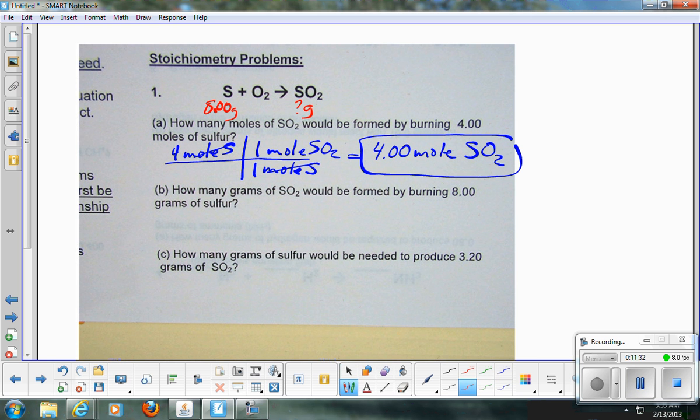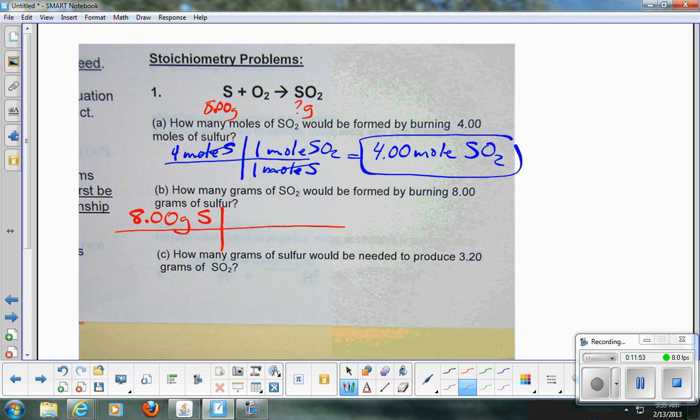We're not going to work with limiting reagent problems until later. It's like asking how many peanut butter and jam sandwiches I can make if I have this much peanut butter, this much jam, and this much bread. We'll work with that later. So how many grams? We're starting with 8 grams of sulfur.